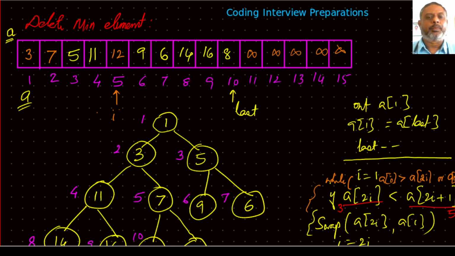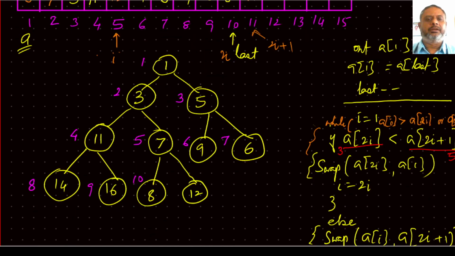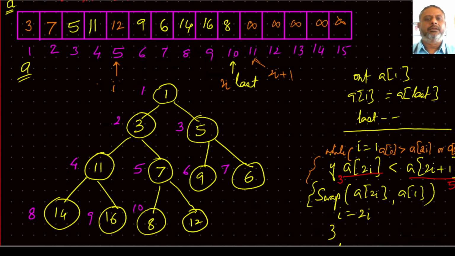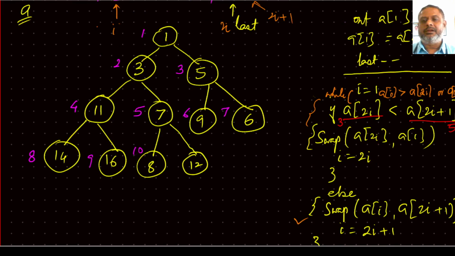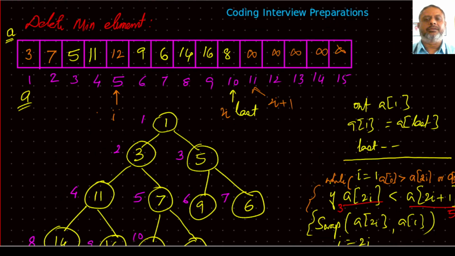Then what happens is 5, 2 times 5 is 10. So this is 2I. This is 2I plus 1. 2I value is 8 and I value is 12. So A of I is greater than A of 2I. Yes, of course. Therefore, it gets into the loop. And then A of 2I less than A of 2I plus 1. Yes, of course. This is 8.